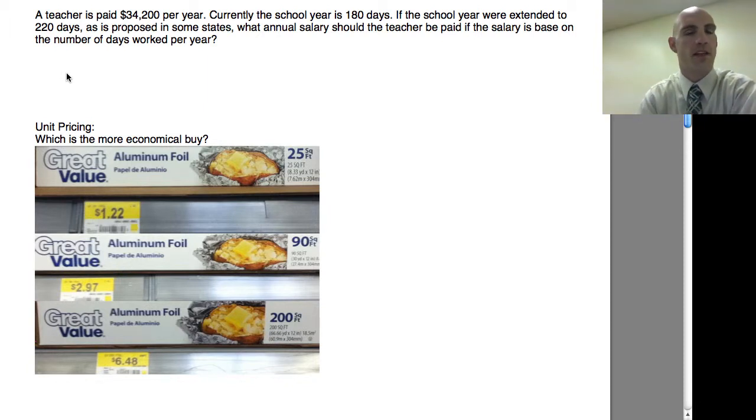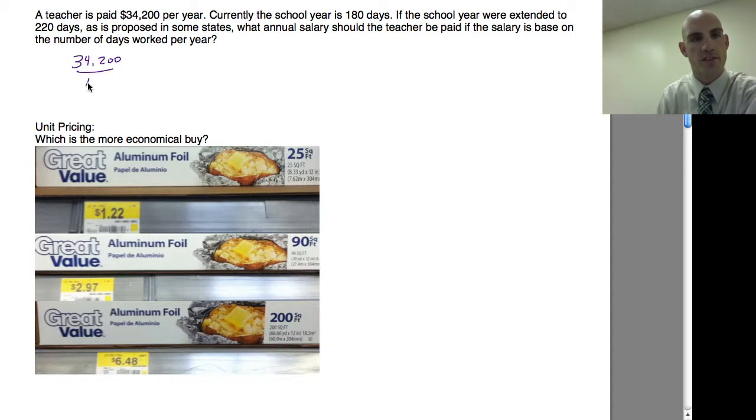A teacher is paid $34,200 per year. Currently the school year is 180 days. If the school year were extended to 220 days, as proposed in some states, what annual salary should the teacher be paid if the salary is based on the number of days worked per year? What we're going to do is figure out what they make per day, and then extrapolate that to 220 days.